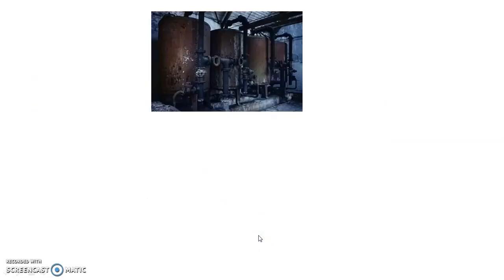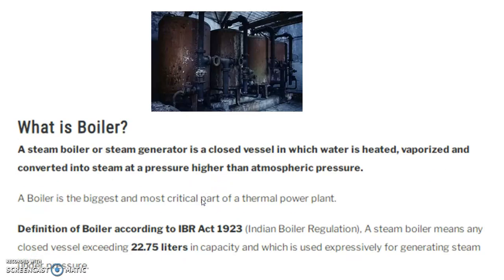So this is a sketch of the boiler. You will see in this photograph there is a big drum of the boiler, with 4 drums attached with different pipelines. So you can have an idea of the nature of process boilers that are used in process industries. What is a boiler, or particularly a steam boiler or steam generator? It is a closed vessel in which water is heated, vaporized and converted into steam at higher pressure than atmospheric pressure. A boiler is the biggest and most critical part of the thermal power plant. Thermal power plant means a steam power plant, and the boiler is the biggest part of such power plants.